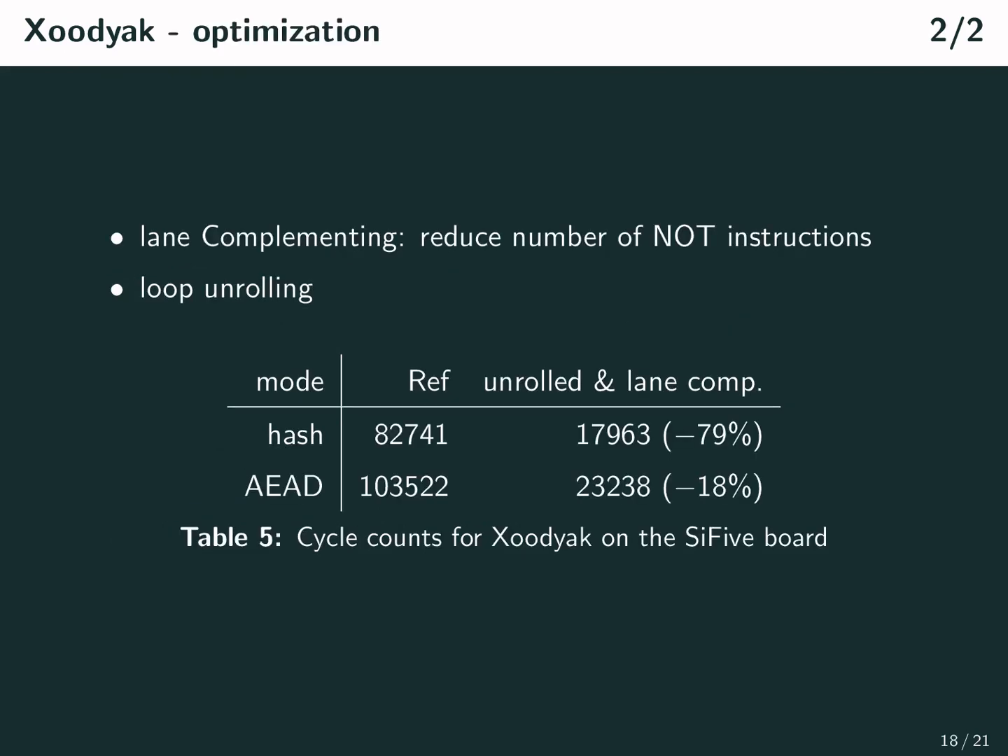The idea behind lane complementing, first proposed in the Xoodyak implementation overview, is to reduce the number of NOT instructions by complementing certain lanes before the transformation. After additionally applying some loop unrolling, we achieve the speed up as shown in Table 5.